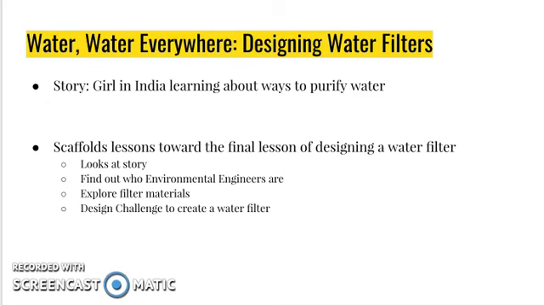The first lesson takes a look at the story and the use of the engineering design process. The second one explores who exactly environmental engineers are. The third one talks about exploring different filter materials you can use. And the last one is ultimately designing the water filter.